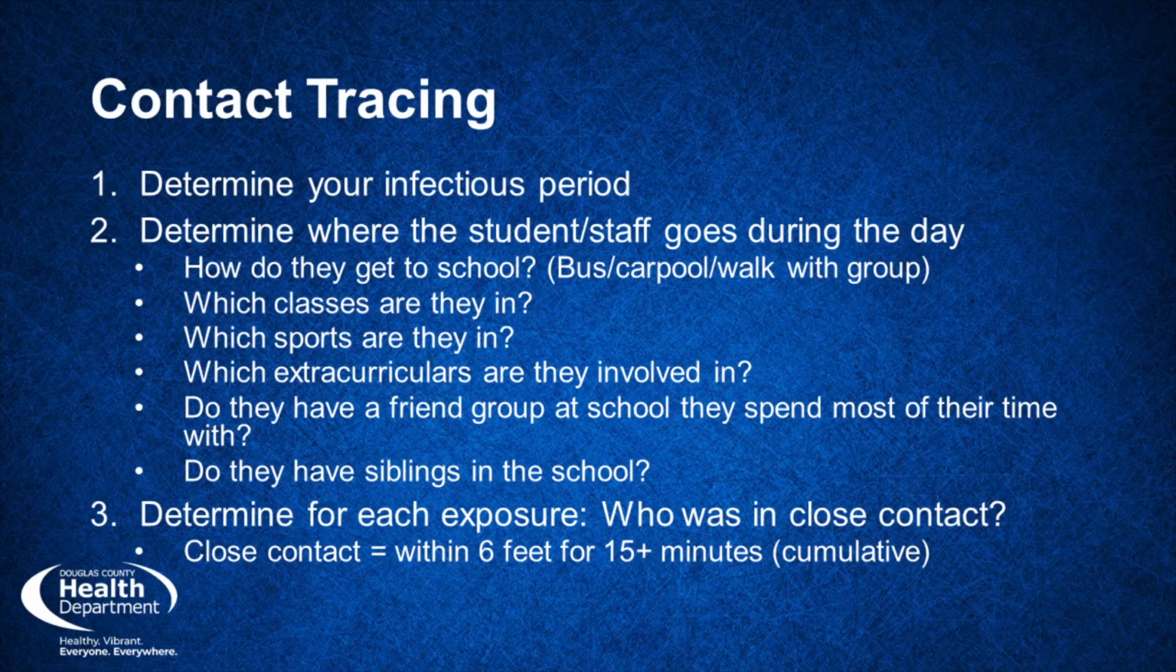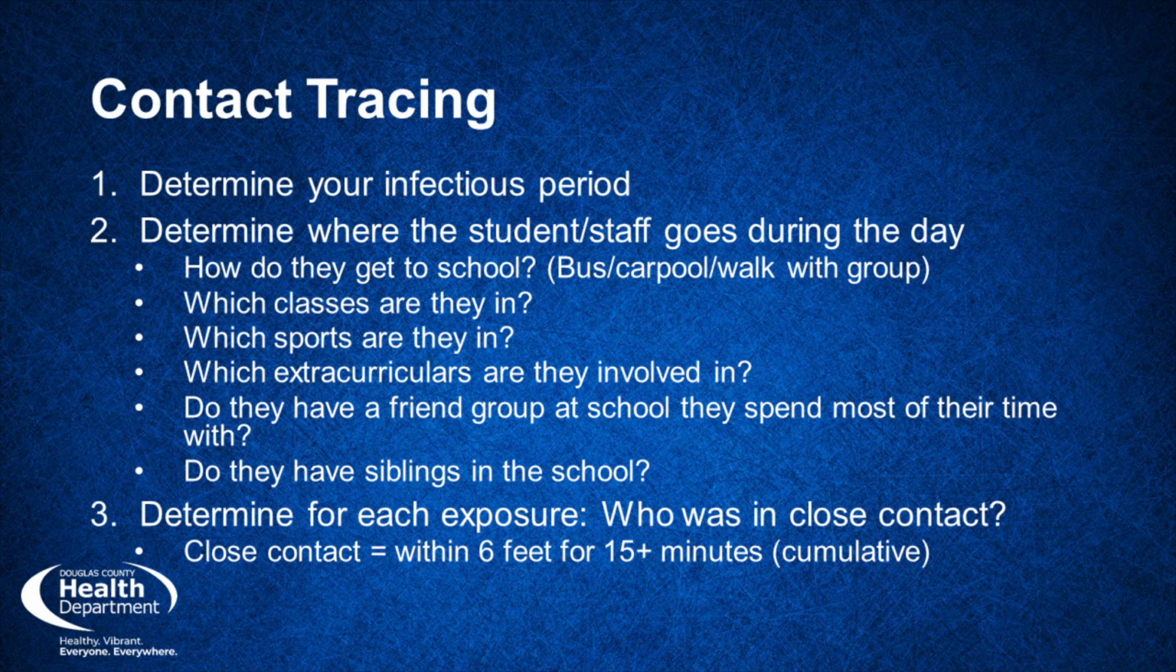The first step is to determine your infectious period. At the beginning of this, we discussed that you are infectious with COVID beginning 2 days before your onset of symptoms and continuing 10 days after that onset of symptoms. If you can identify when that student or faculty member had onset of symptoms, now you can look at what days were they at school while they were infectious, and that will narrow down the number of days that you have to look at during your investigation.